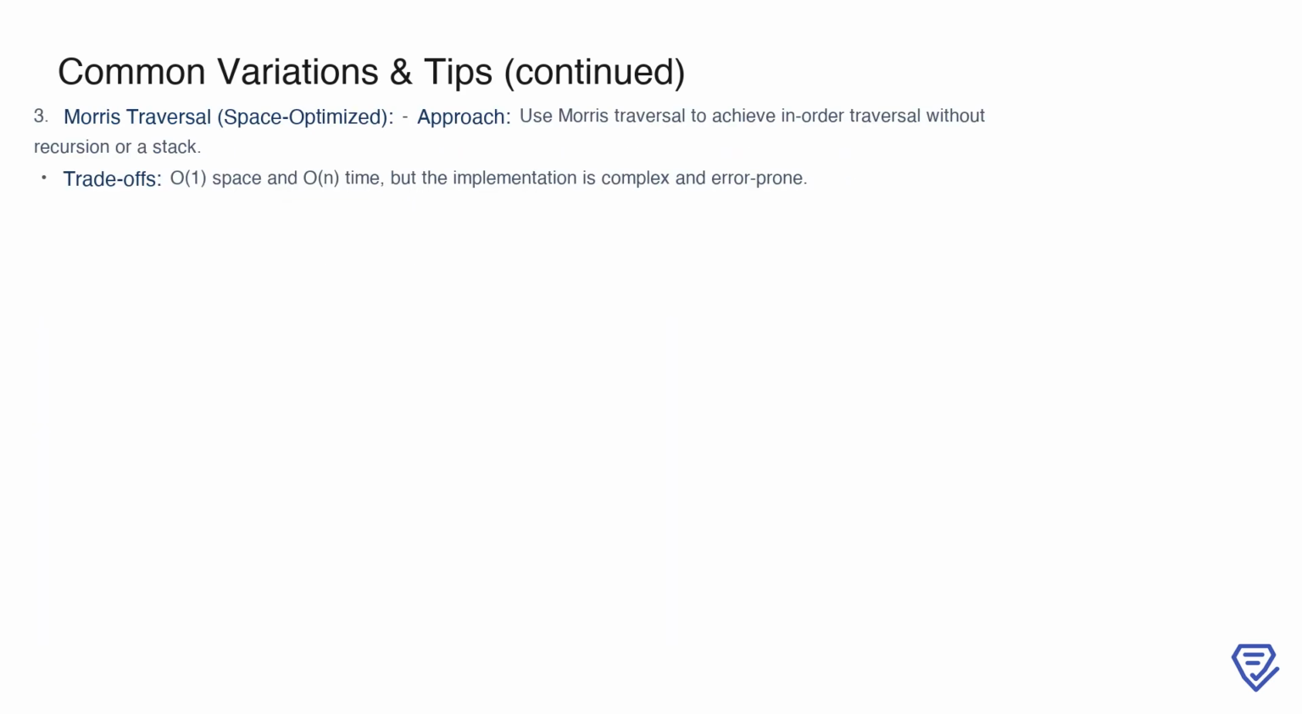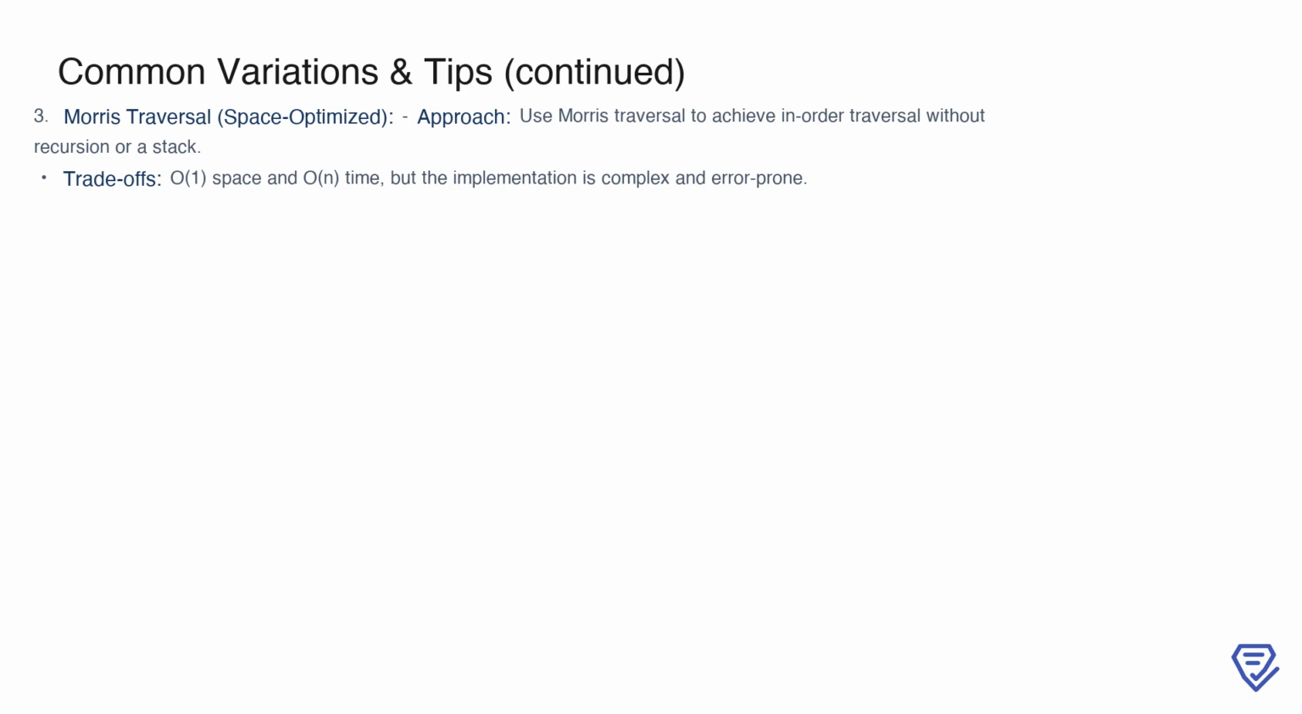Another advanced technique to consider is Morris traversal, which allows you to perform an in-order traversal without using recursion or a stack. This approach is highly space efficient, achieving O(1) space complexity, but it comes with its own challenges. The implementation is more intricate and prone to errors, particularly because it modifies the tree structure temporarily during traversal. While this can be a powerful tool for solving the problem in an optimized way, it requires a thorough understanding and careful debugging to get right.